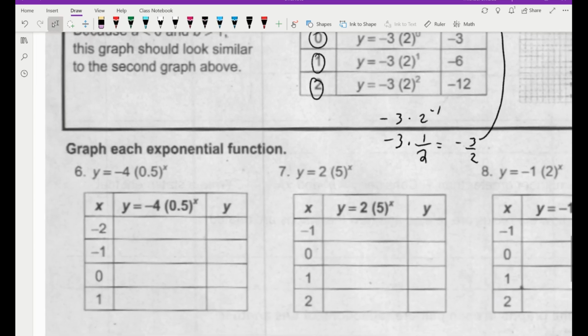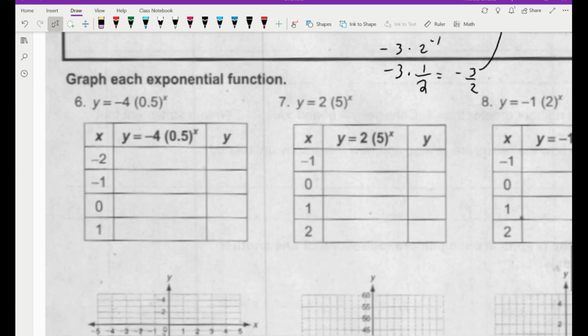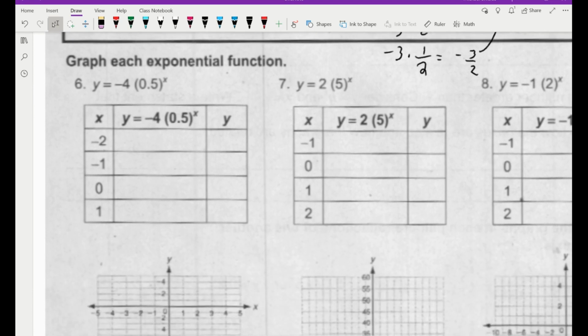Now let's look at the homework. Okay, number 6. It says graph each exponential function. So now we're going to be plugging in the values here. All right. Now let's look at number 6. Here we'll be plugging in the values of minus 2, minus 1, 0, and 1.